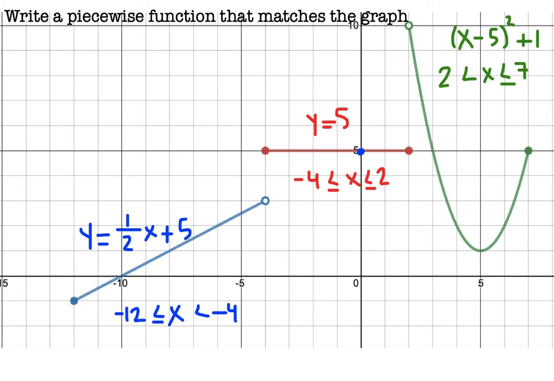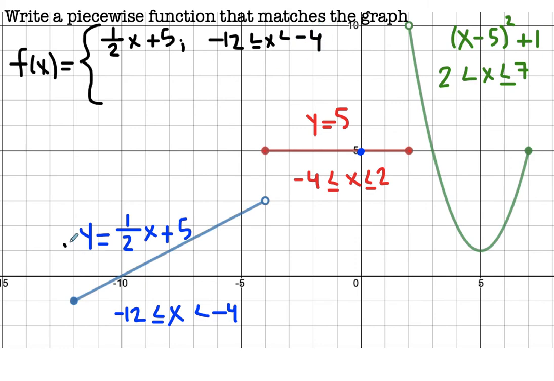So if I want to write this as one united piecewise function, I would say f of x equals. Now there's 3 equations that I need to include here. So let's start by writing this one. I don't have to write y if I already have the f of x. So I'm just going to say 1/2 x plus 5. And I need to include my domain. So some people put a little colon, or a semicolon. Some people will say if x is between whatever. We're just going to use the semicolon. So negative 12 is less than or equal to x is less than negative 4. So that's my first graph.